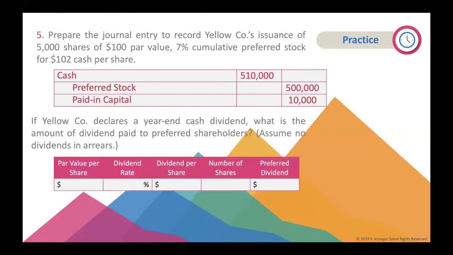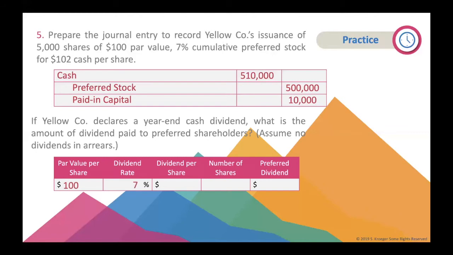If Yellow Co. declares a year-end cash dividend, what is the amount of dividend paid to preferred shareholders? This second part of the problem wants us to calculate what the dividend amount would be that the company has to pay out each year. This chart helps us determine that amount. First, input the par value per share. It would be $100 per share, which is listed in the first part of the problem. Next, what is the dividend rate?